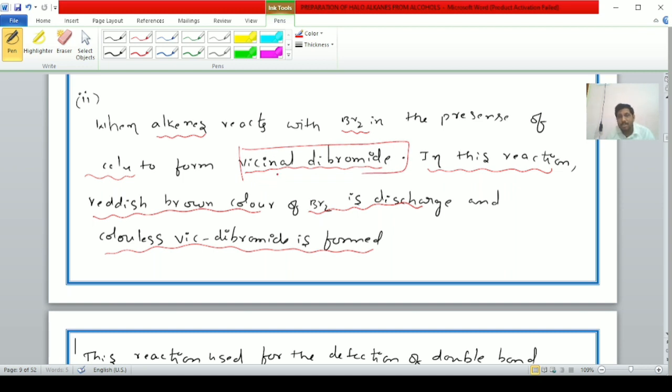Vicinal dibromide means the alkyl halides in which the two bromine atoms are present on adjacent carbon atoms, side by side carbon atoms, are known as vicinal dibromide. Okay, student. In this reaction, the following observations take place, student.